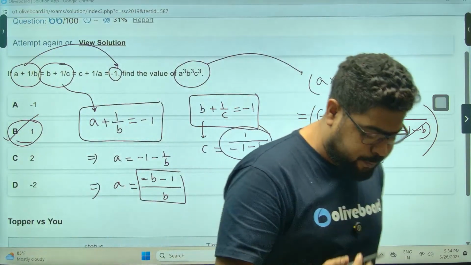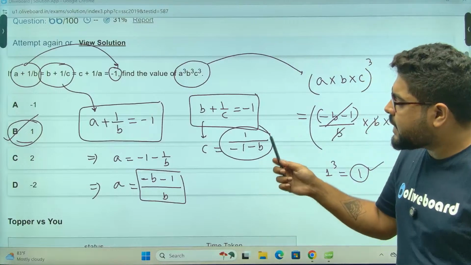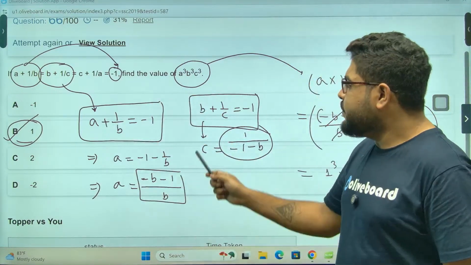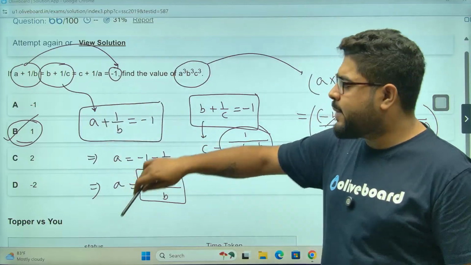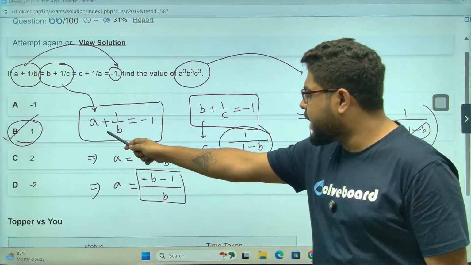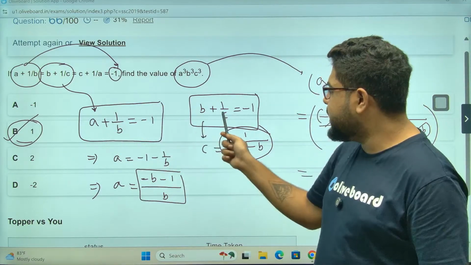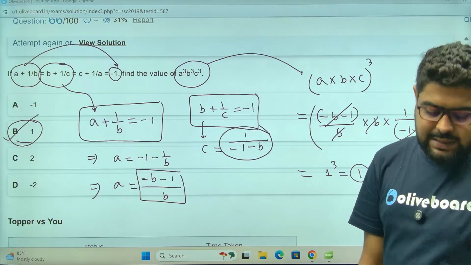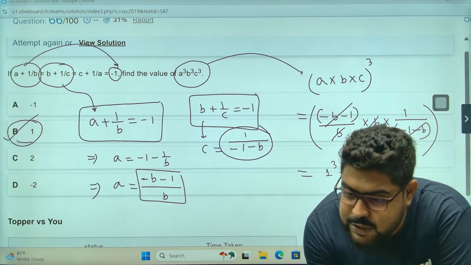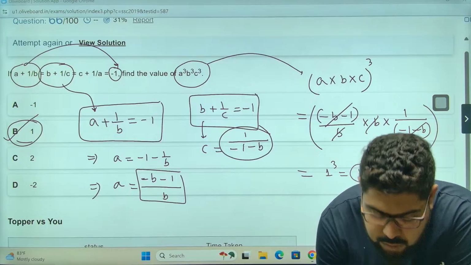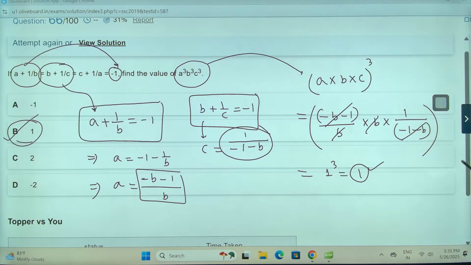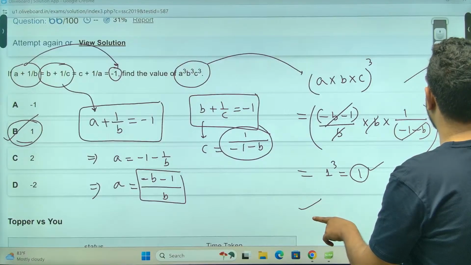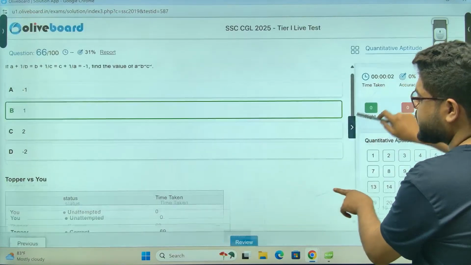Again, you see how I thought about this. How did I approach this question? I said, look, at the end of the day, B is common. So there are 3 variables. Every variable I converted into B, because A and B have B common, and B and C have B common. Clear, everyone? This was a little tricky question if you don't know how to proceed. Option 1.